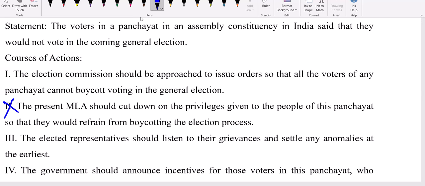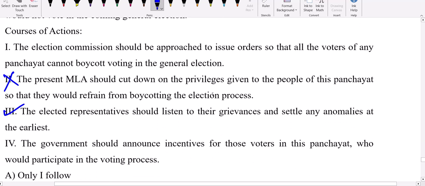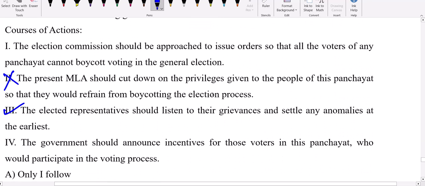Next one: the elected representatives should listen to the grievances and settle any issues at the earliest. That's cool. Okay, the third one, that's what I'm telling you. When there is an issue, people should go there and try to understand what the issue is and try to resolve that. Right.